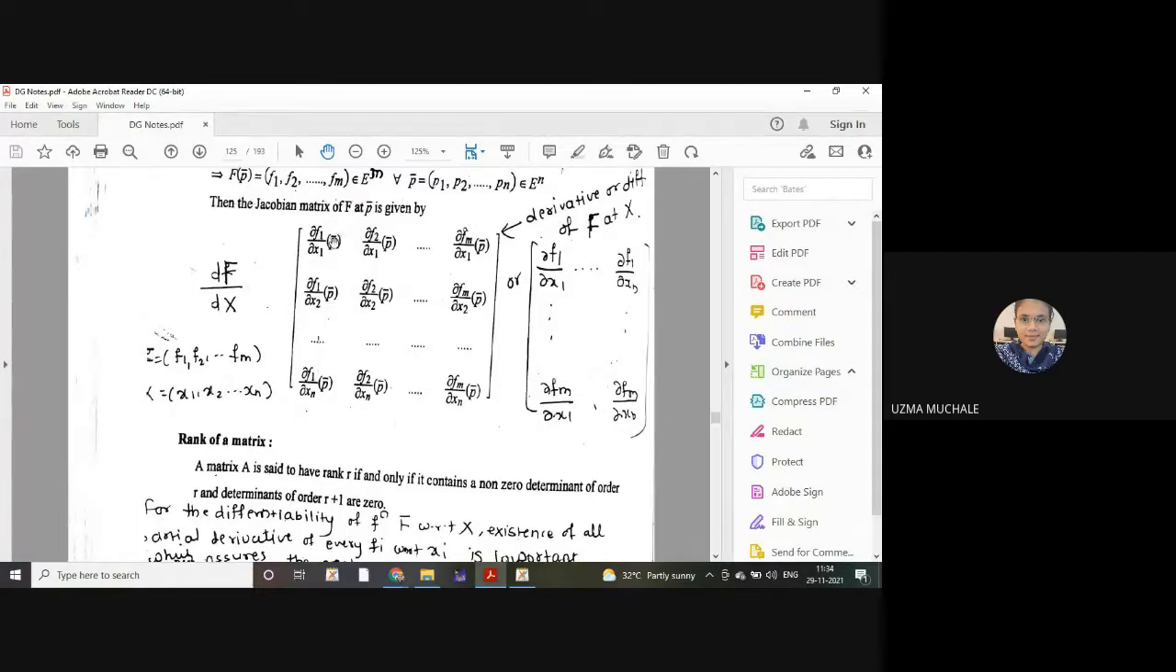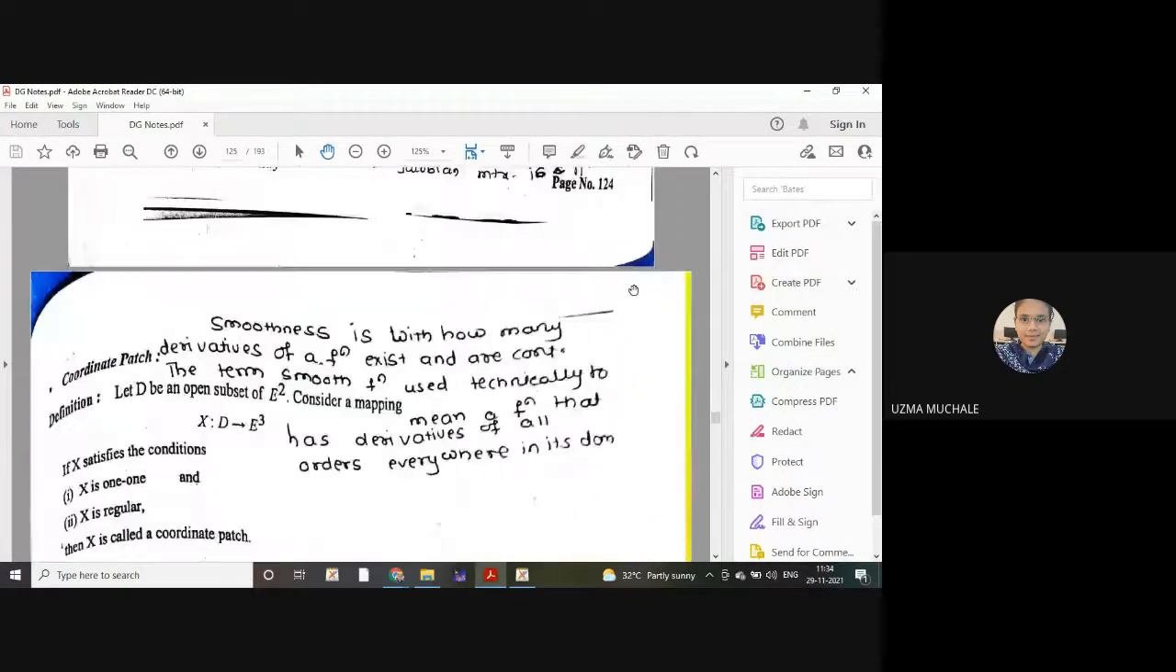Here you can see the two matrices are given. Here f1, f2, f3 are the functions and the derivative is taken with respect to x1. Now here the function is kept as it is and the derivative variable changes, that is x1, x2, x3 up to xn. You can take either one. Then you find the Jacobian matrix, and if the rank of this Jacobian matrix is equal to the dimension of the domain, then we say that it is a regular mapping. The rank of a matrix is also known to you.